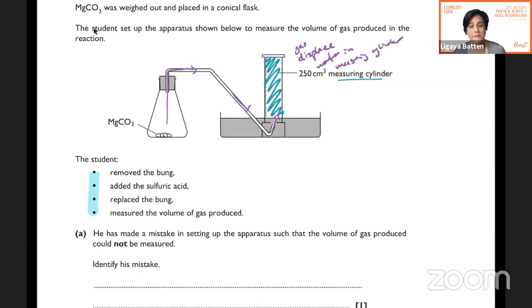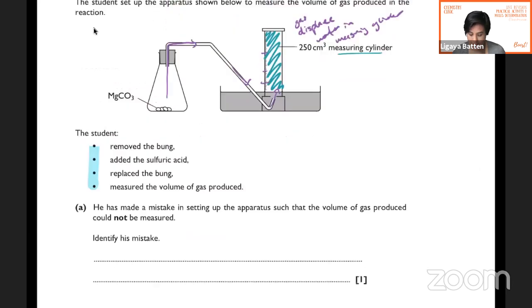So if the measuring cylinder contains air, then yes, the gas might displace the air, but there'll be no way for you to measure using the measuring cylinder how much gas was actually produced in that reaction. So that's the key mistake that the student made at this point.